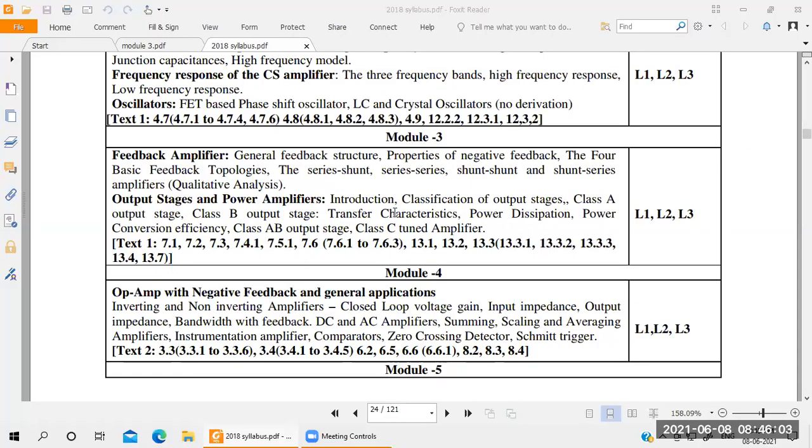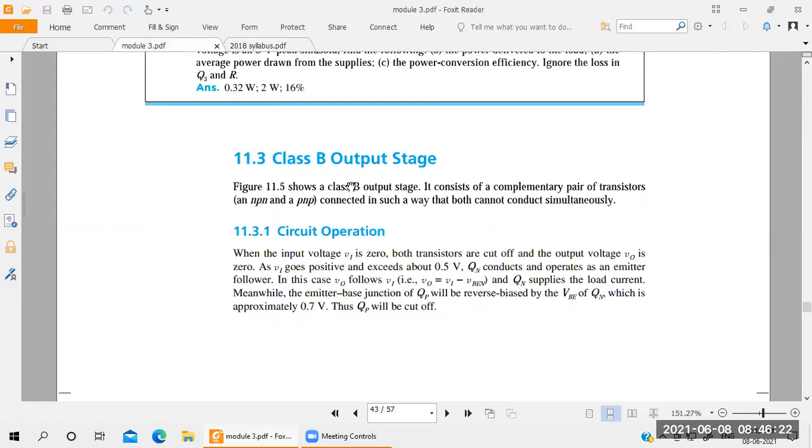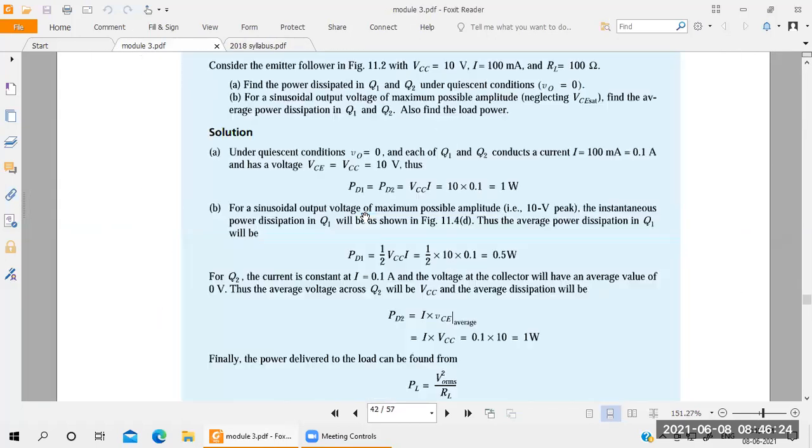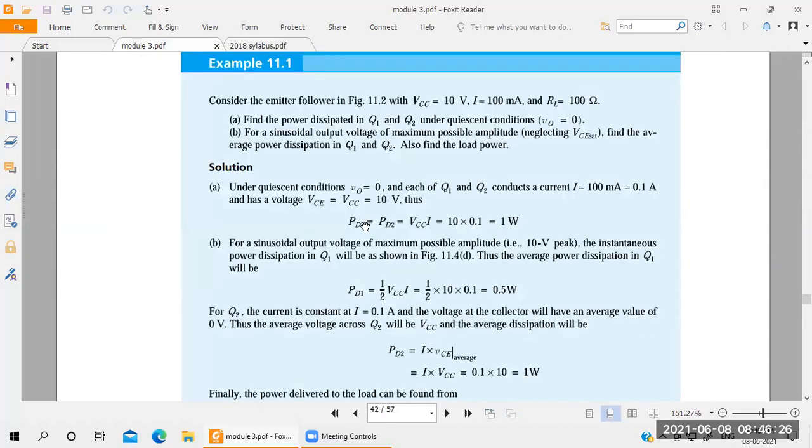So next we'll move on to the class B amplifier. Okay, in the previous class we discussed the classification of power amplifiers and the class A amplifier, right? Next, there is a small derivation for the class A amplifier. After that we'll move on to the class B amplifier. Understood? So now take the derivation for the class A amplifier with maximum power transformation.